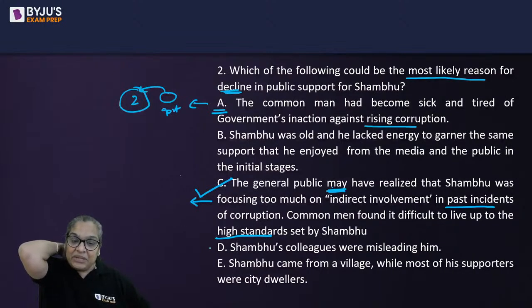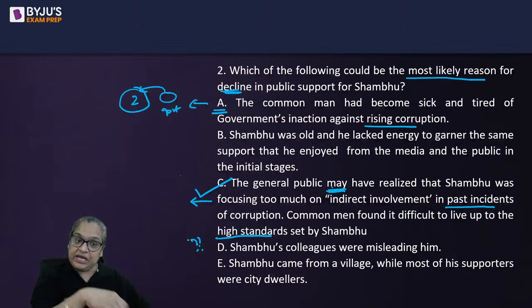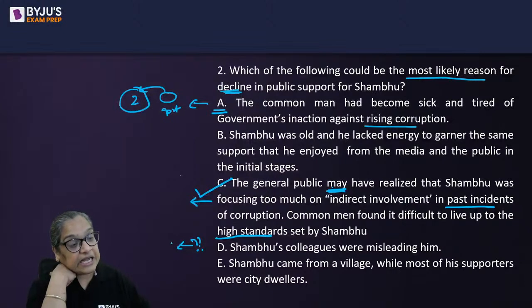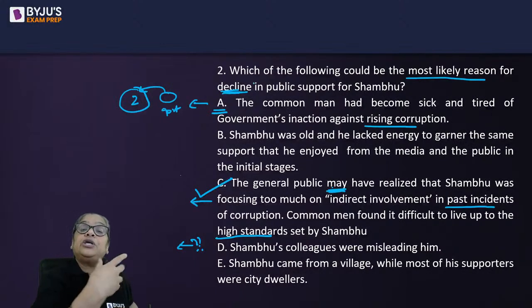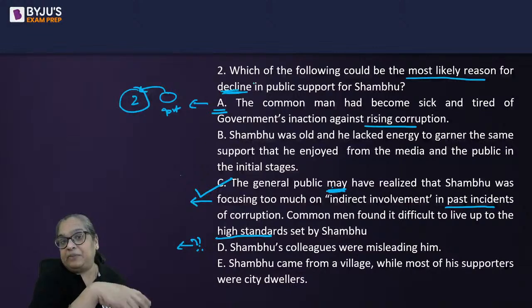All right. Misleading him on what? On the kind of support he had. Or this D itself is an ambiguous option. Misleading him about what? About the support that he has or the lack of support. That doesn't tell me the reason for the decline in public support. The question is not asking why does Shambhu think there is a decline in public support.